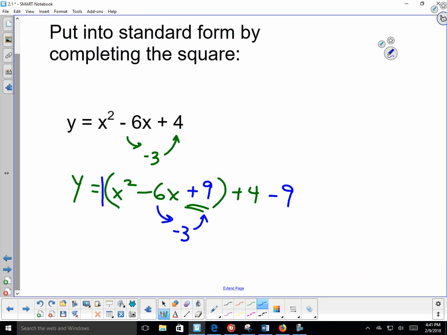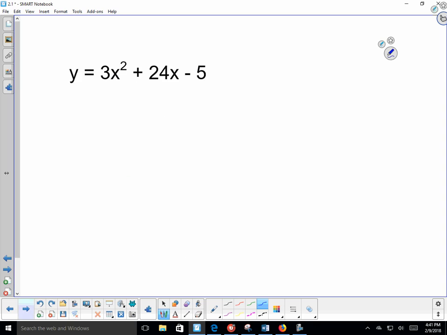So now to put this into standard form, we're going to write y equals 1 times x minus 3 quantity squared minus 5. That is your equation in standard, aka vertex form. Let's take a look at another example.